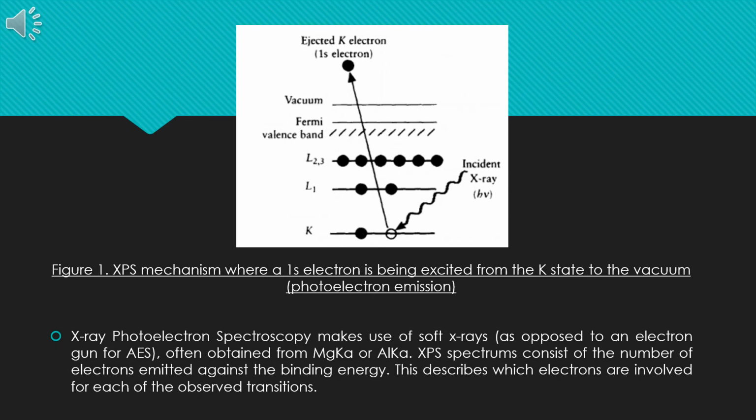The next slide, there is figure 1. For the XPS mechanism, the first electron is being excited from the core state to the vacuum, or photoelectron emission. X-ray photoelectron spectroscopy makes use of soft X-rays, as opposed to an electron gun for AES, often obtained from Mg Kα or Al Kα. The XPS spectrum consists of the number of electrons emitted against the binding energy. This describes which electrons are involved for each of the observed transitions.